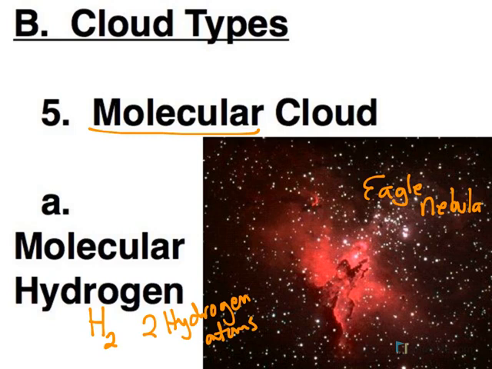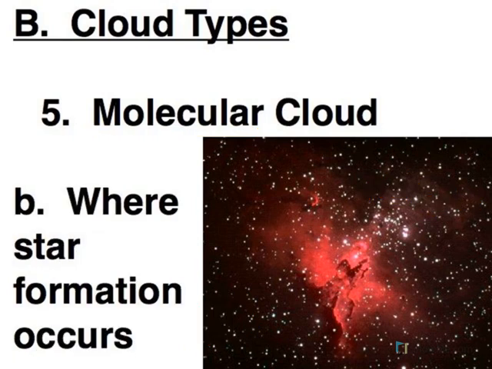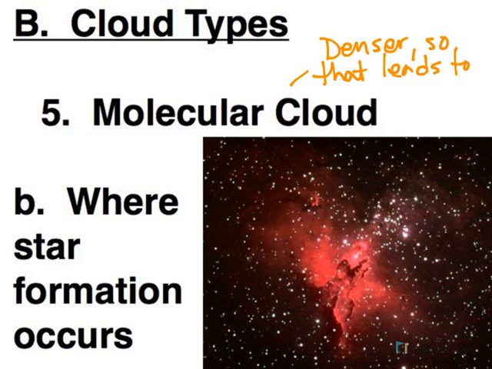And these are associated with star formation. So where you have molecular hydrogen, it's usually a little denser, so that leads to star formation. And that is in fact what's happening here in the Eagle Nebula. These kind of darker regions are where it's densest, and that's where stars are starting to form. And then this outer part is ionized hydrogen.